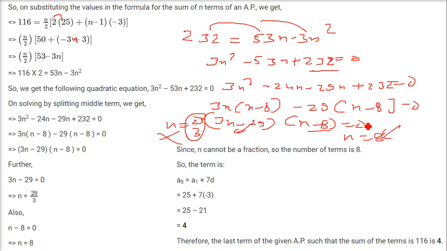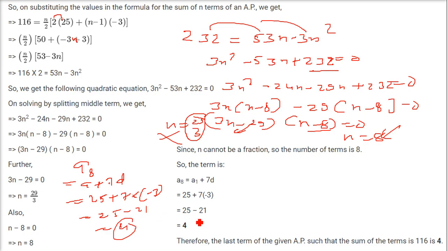So now n is already given. We have to find the 8th term. A8 will be a plus 7d. a is 25, plus 7 into d, which is minus 3. This is going to be 25 minus 21. It is going to be 4. So the last term of the AP, A8, is 4 here.